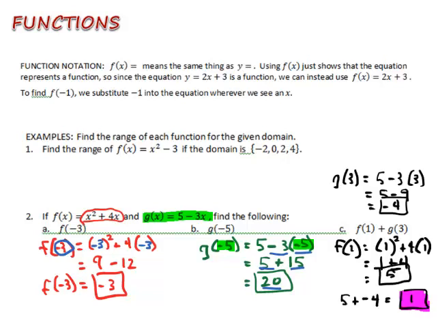So now we see with f of 1 plus g of 1, f of 1 gives us 5, g of 1 gives us negative 4, so when I add 5 plus negative 4, I get 1 as my final answer. Right, hopefully that made sense.